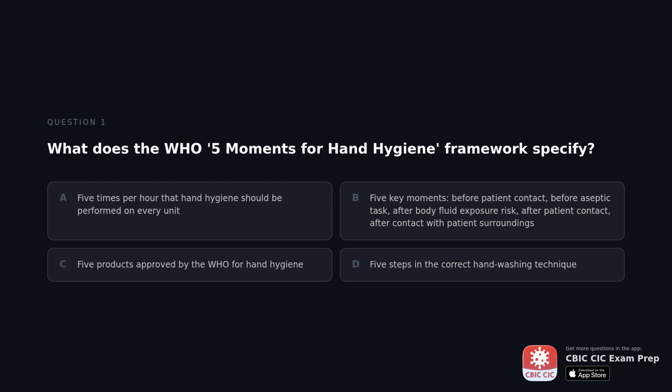What does the WHO 5 Moments for Hand Hygiene framework specify? A. 5 times per hour that hand hygiene should be performed on every unit. B. 5 key moments: before patient contact, before aseptic task, after body fluid exposure risk, after patient contact, after contact with patient surroundings. C. 5 products approved by the WHO for hand hygiene. D. 5 steps in the correct hand washing technique.